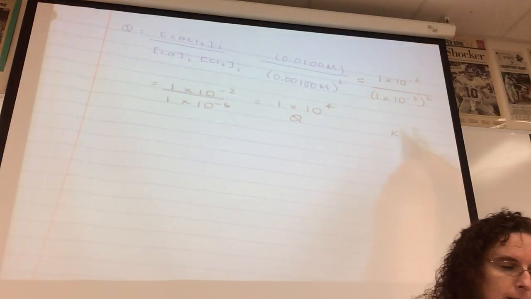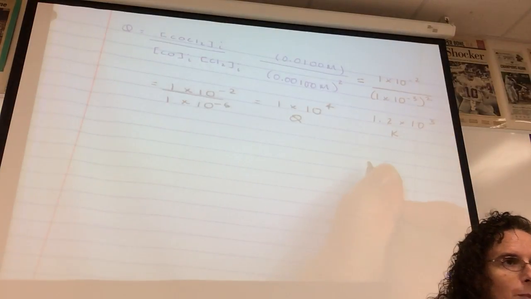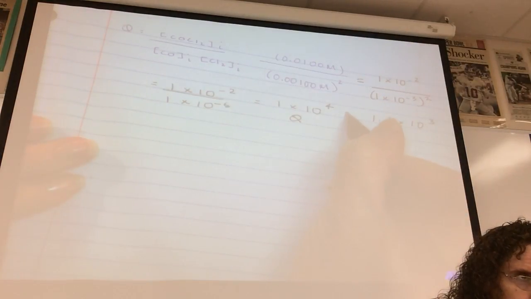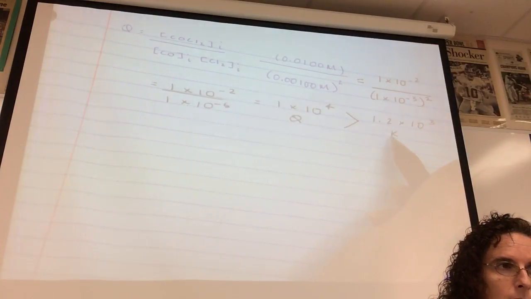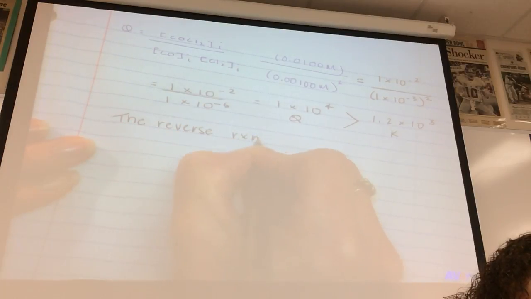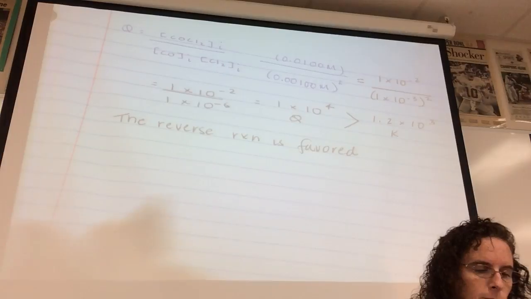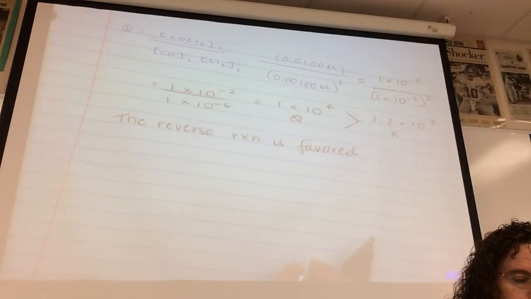K is given at 1.2 times 10 to the 3rd. Which is bigger? Q, right? So if Q is greater than K, the reverse reaction is favored in an effort to establish equilibrium.